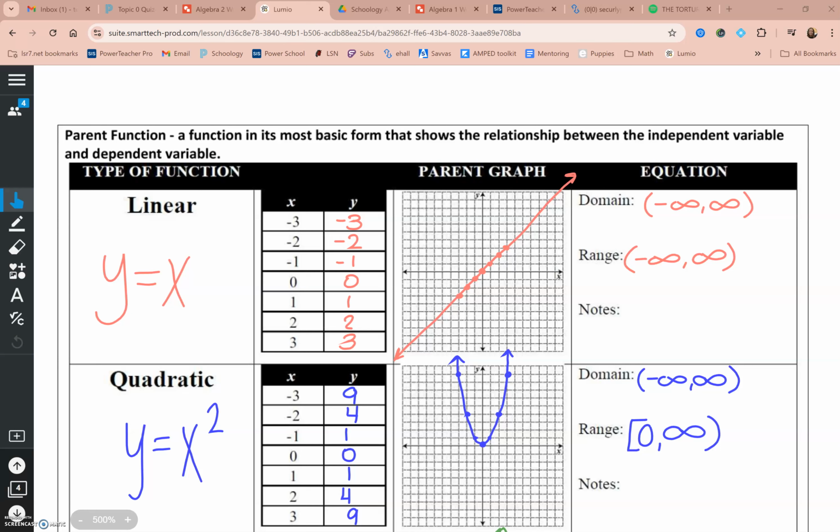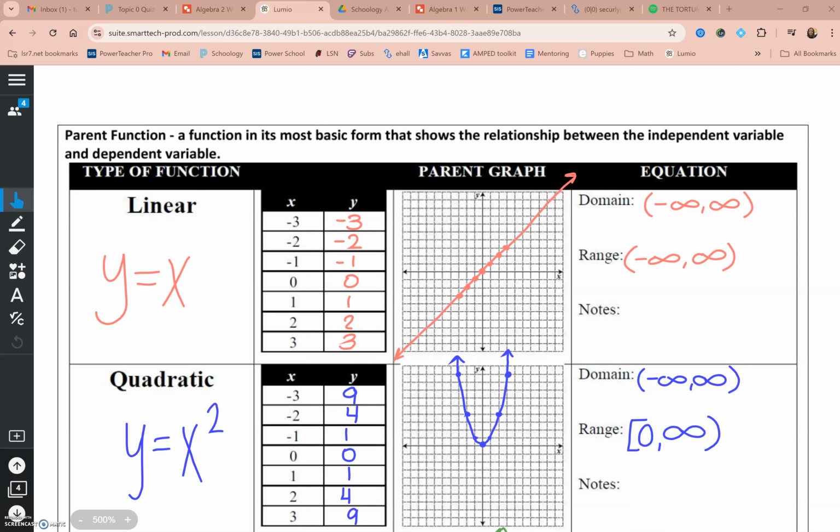Basically what that means is it's the most basic type of equation of that kind, so there are no transformations. We haven't added anything, subtracted anything, multiplied, divided, anything like that. Soon we're going to talk about transformations, but for now we're talking about just that basic graph, all right?